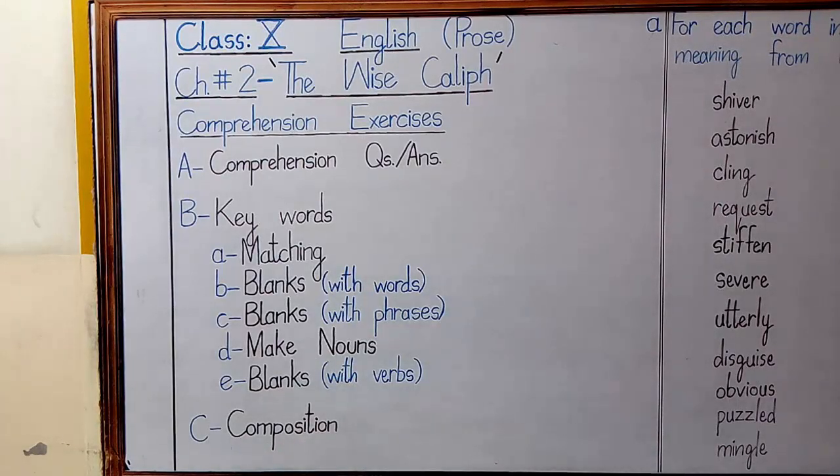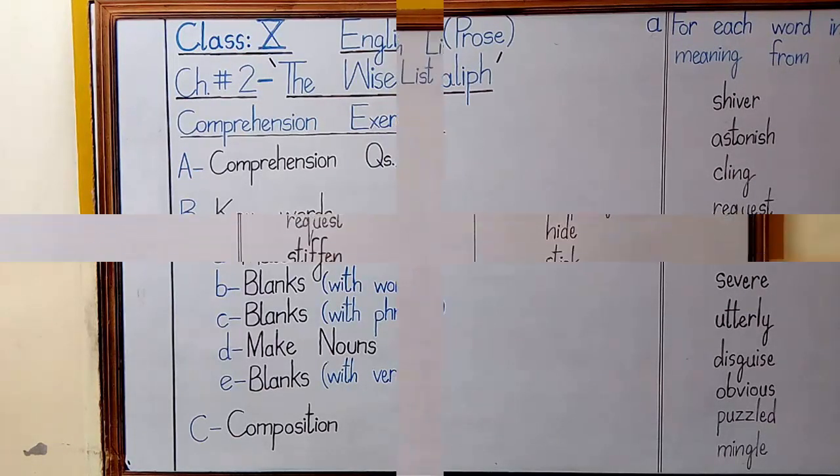We will go through all these exercises one by one, as I have already told you. Exercise A, comprehension question answers, will be covered from your Iqra English notes. You do not need to do them in your register. You need to memorize them from your notes, and that's it. We will start from exercise B of keywords. I will take you through all these 5 exercises one by one.